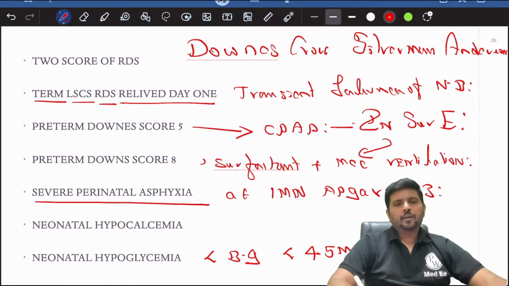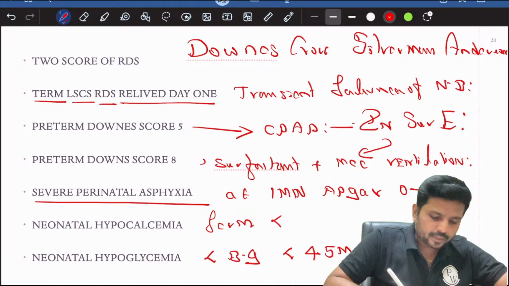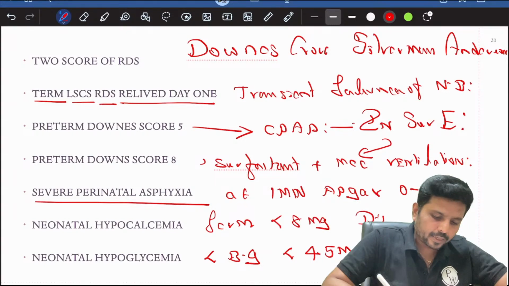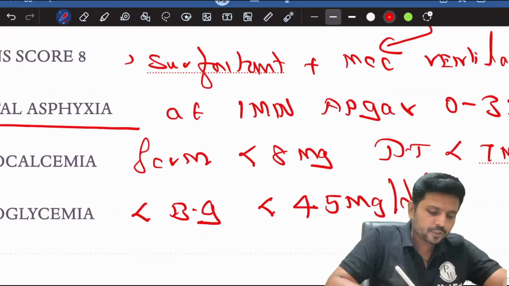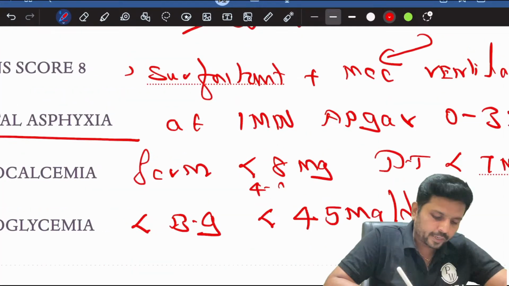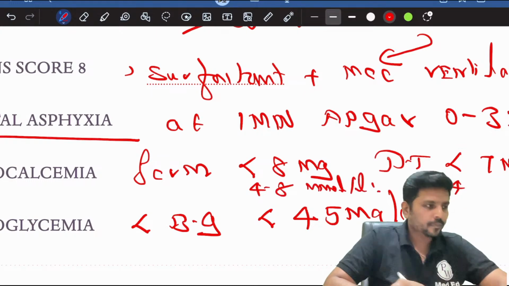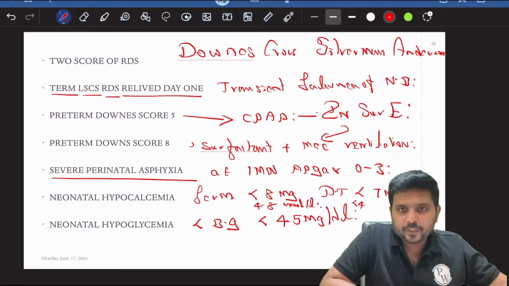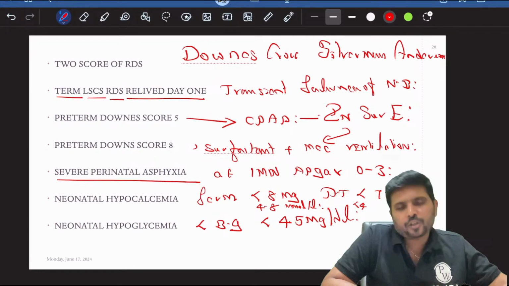What is called neonatal hypocalcemia? Term means less than 8 milligram per deciliter, whereas preterm means less than 7. Whereas in millimole per liter, term is less than 2 point something, preterm less than 4 in terms of millimole per liter. So these are some of the famous statements that can potentially be asked in our entrance.